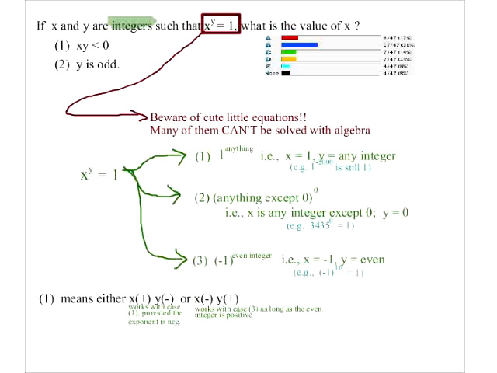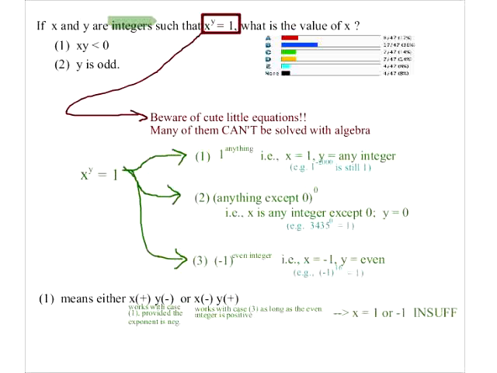So this is insufficient because x could be either 1 or -1. If you're looking at case number 1, then x is 1. If you're looking at case 3, then x is -1. So we can't answer the question. That doesn't work.